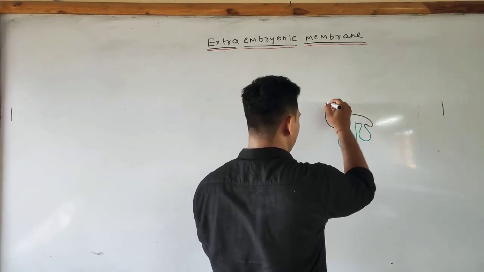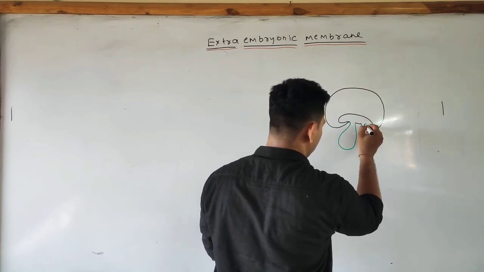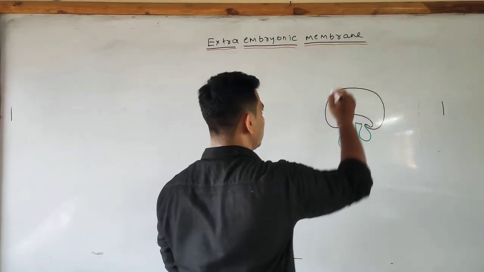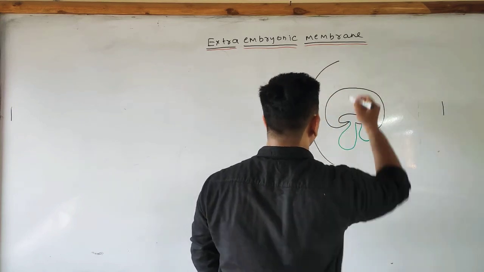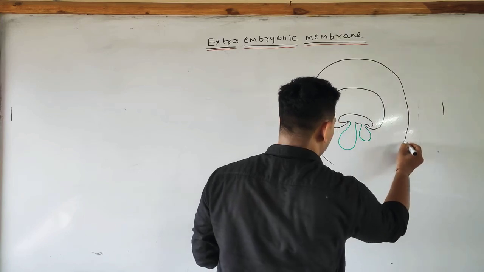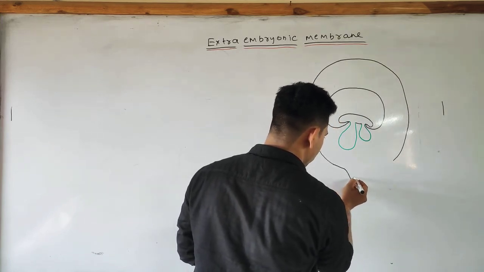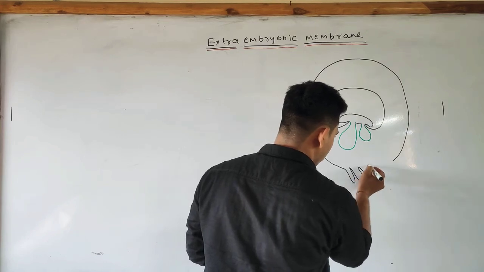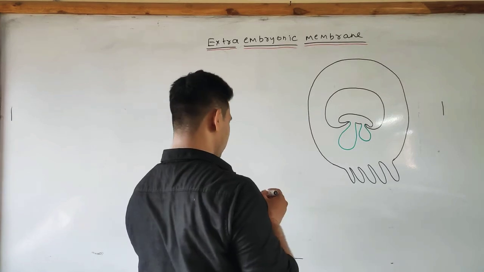Embryo is being totally covered by the extra embryonic membrane called the amnion, okay? And the total covering that covers the whole portion is the chorion, okay? And the chorion consists of finger-like process called chorionic villi, okay?